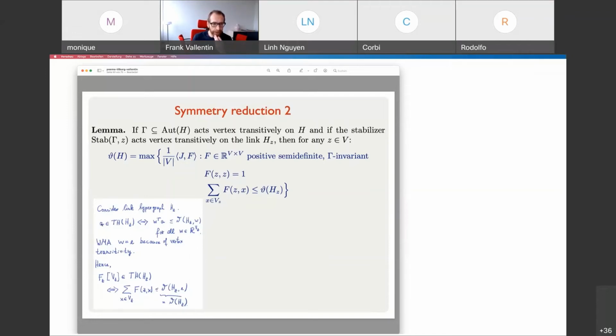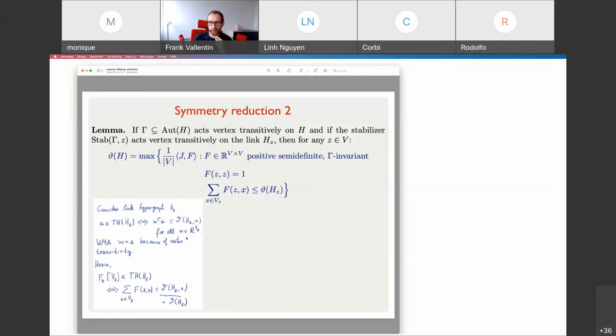Then if a vector a lies in the theta body of the link hypergraph, by the third property we have that w^T a is less or equal than the theta number of H_{z,w} for all w. And because now we have vertex transitivity on the link graph, I can assume without loss of generality that this w is constant. And then if this is constant, being in the theta body is simply fulfilling one inequality. Okay, that's the symmetry reduction part.